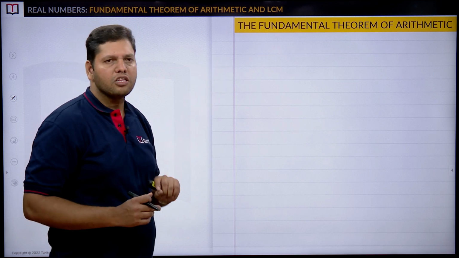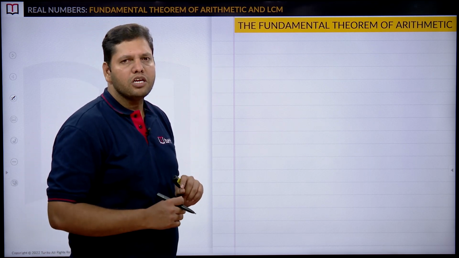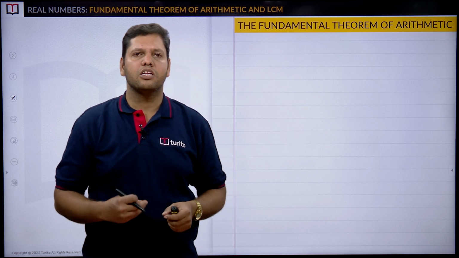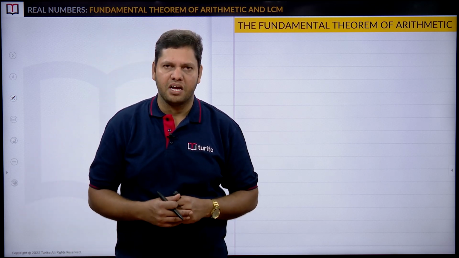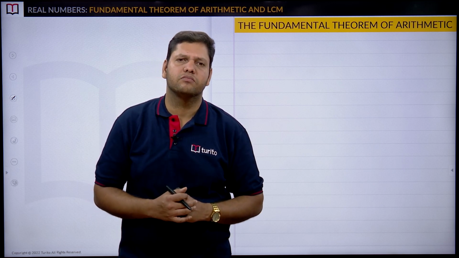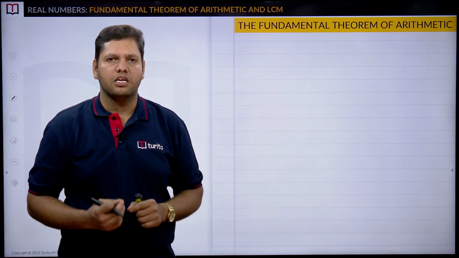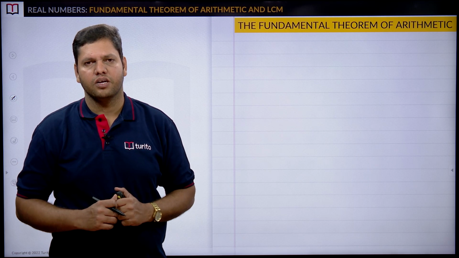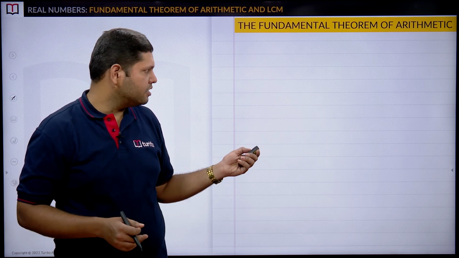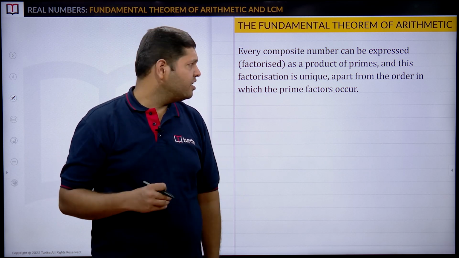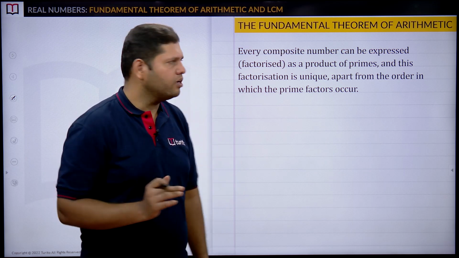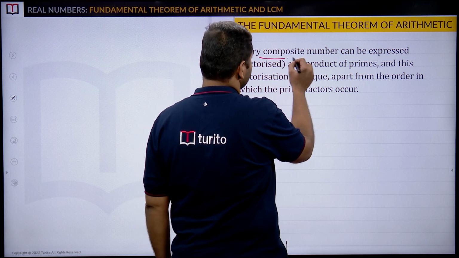Next, the fundamental theorem of arithmetic. So what is this fundamental theorem of arithmetic? What actually is it exactly? Any idea, children? It is very simple, children. Let us see here. Every composite number, you can take any composite number. So every composite number.